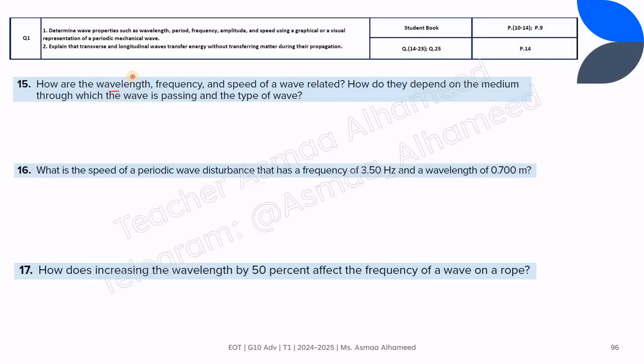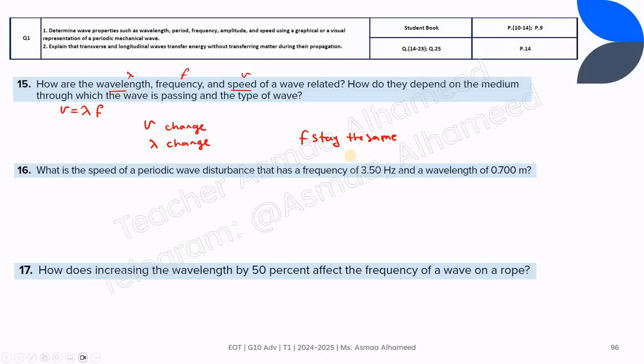How are the wavelength lambda, frequency F, and the speed V of a wave related? First, they are related by the equation lambda times F is equal to the velocity. How do they depend on the medium through which the wave is passing and the type of the wave? So here V changes if the medium changes, and the wavelength also changes if you change the medium. F stays the same.